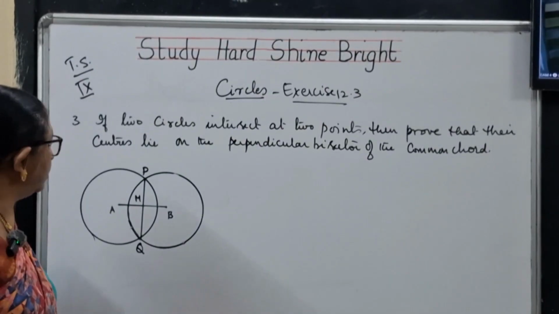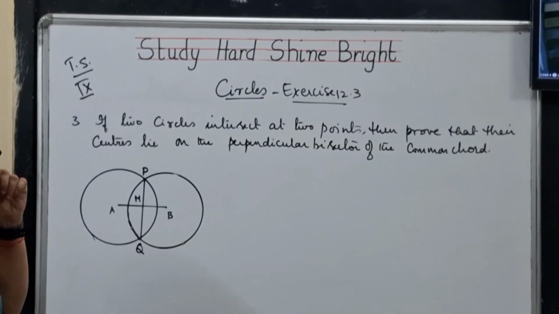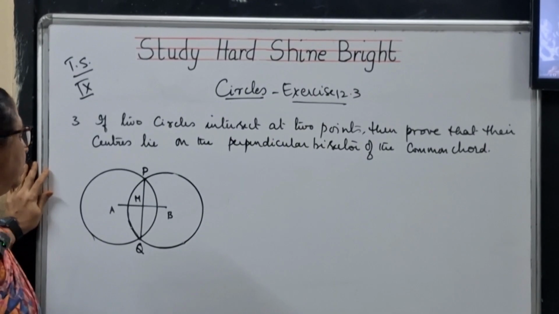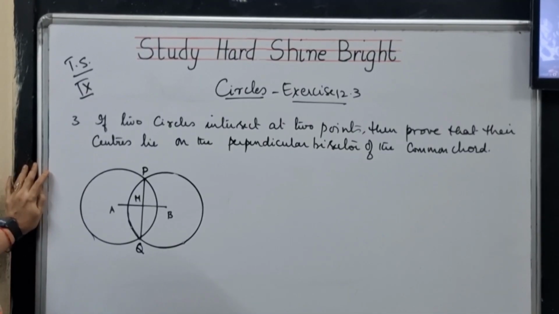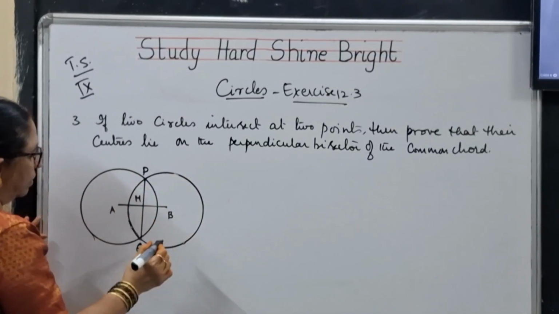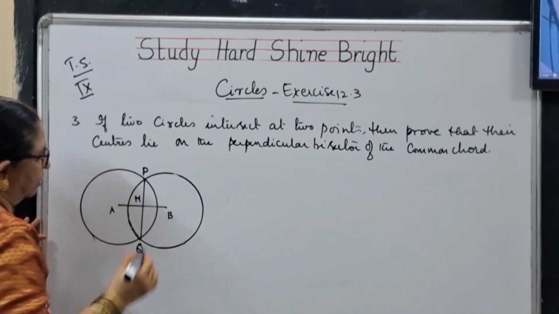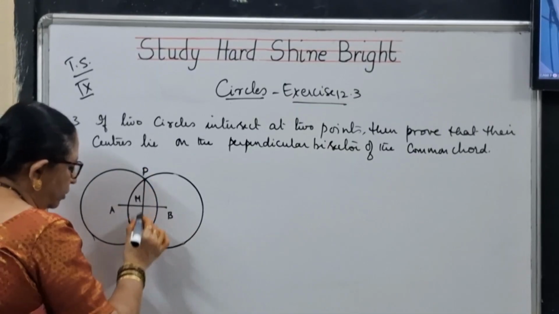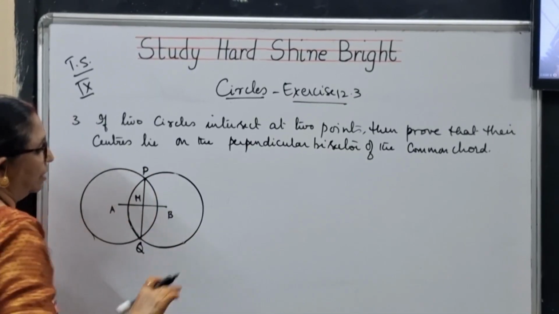Now children, third point. If two circles intersect at 2 points, then prove that their centers lie on the perpendicular bisector of the common chord. See, this is one circle and this is one circle. These two are intersecting at P and Q, and PQ is the common chord for both the circles.